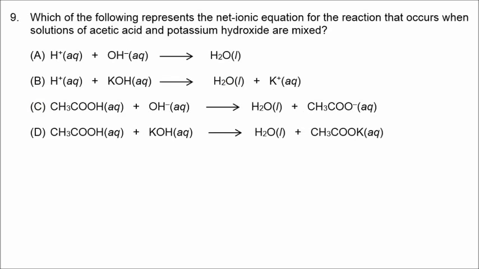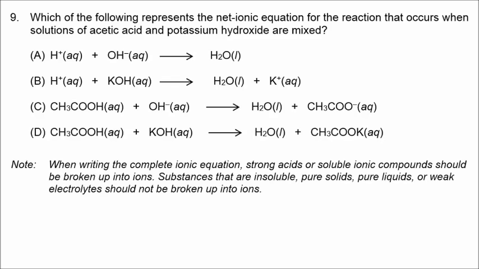In number 9, we have to write a net ionic equation for a weak acid, acetic acid, with a strong base, potassium hydroxide. A weak acid should not be broken up into ions, but a strong base should be broken up. So in terms of the 4 choices, if we know that acetic acid is a weak acid, we can eliminate choices A and B. And because we know that potassium hydroxide is a strong base, the correct answer is C. The spectator ion potassium was crossed off on both sides of the equation.